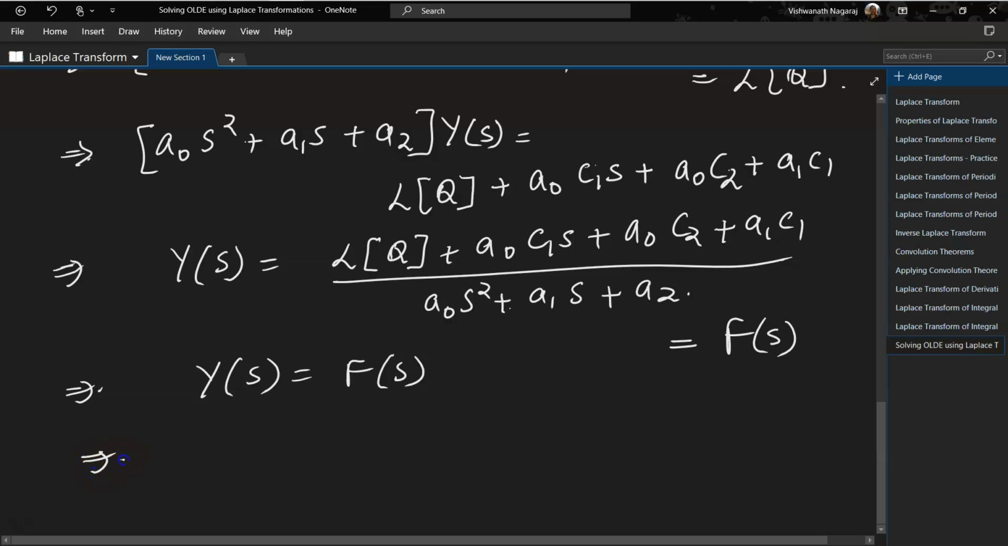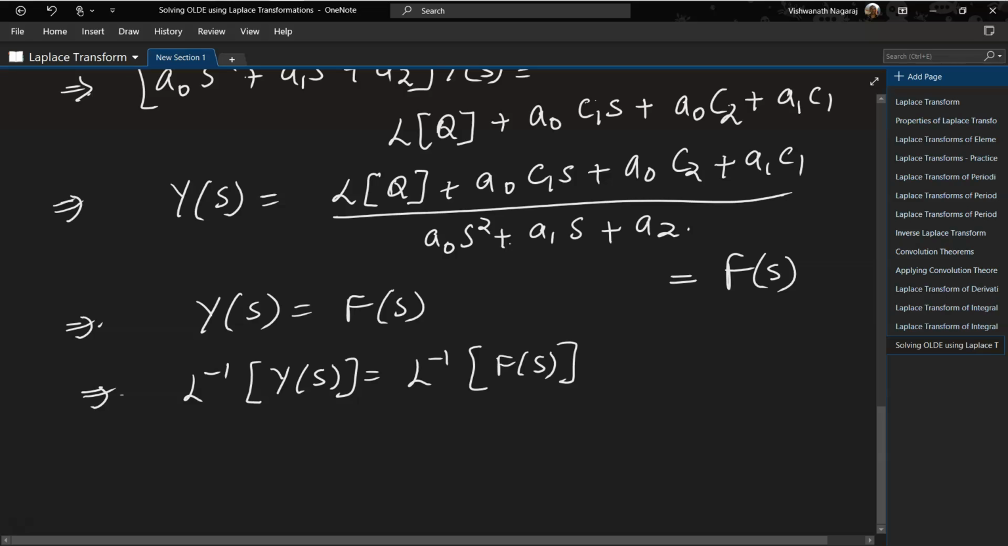Now we need the function, so we take the Laplace inverse of Y of S, which means Laplace inverse of F of S. So indirectly what I'm saying is we are going to take the Laplace inverse of this after simplification. Okay, so which means what? This is nothing but Y, and this would be nothing but F of t. And this is what we had to arrive at.